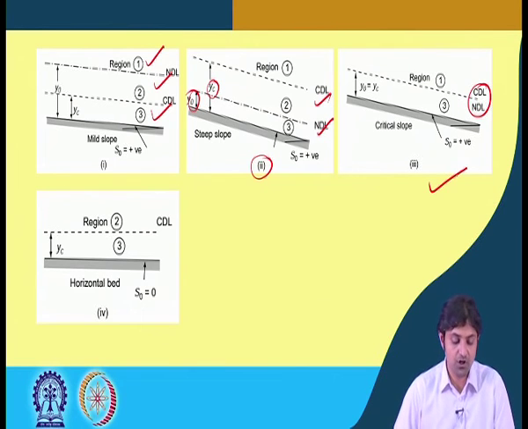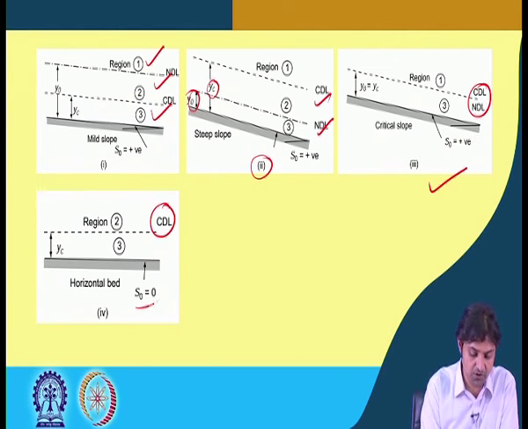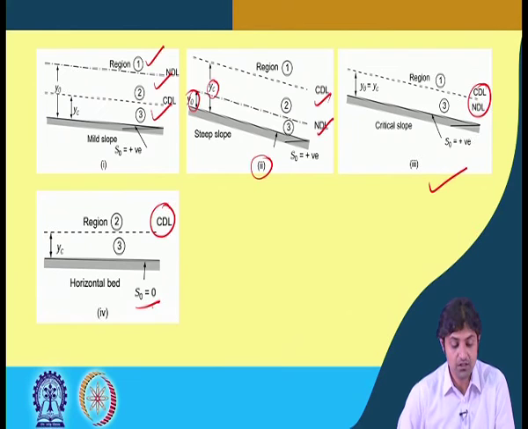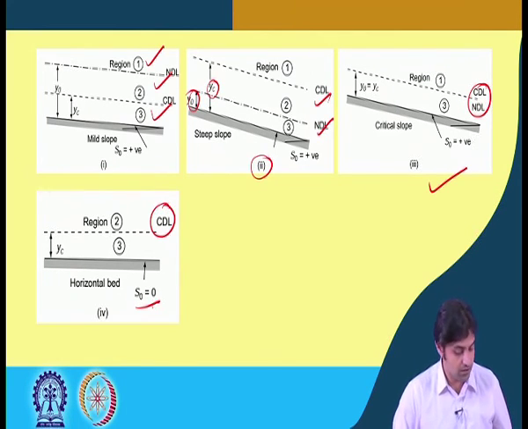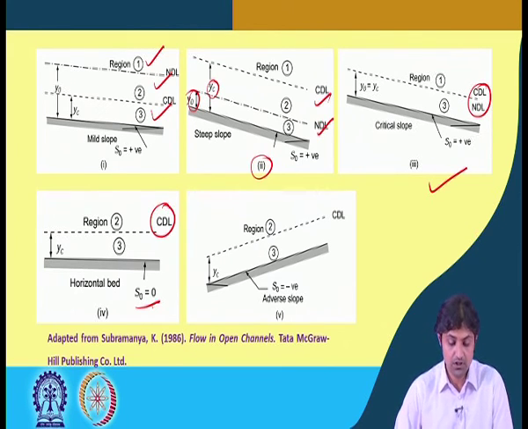The fourth is a horizontal bed. There will be no NDL here, so there will only be a CDL because the bed is horizontal. All right. So, there will be only region 2 and region 3. Similarly, in case of adverse slope also, there is no NDL, only CDL will be there. So, there is only region 2 and region 3.